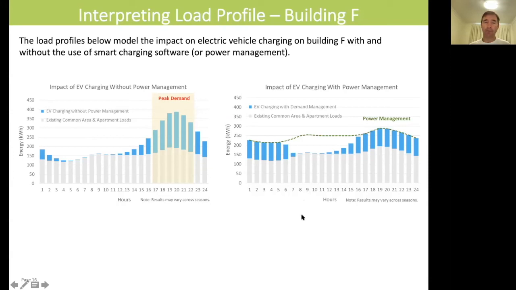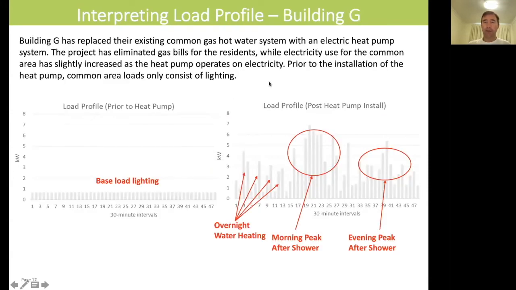So this is a load profile of a building that's replaced their common gas hot water system with an electric heat pump system for a common hot water plant. And basically, you can see some overnight water heating here, and a morning peak after people have showers and go off to work. The heat pumps are working harder. And then an evening peak after people have had their showers at night time, the heat pumps working harder to build up that repository of water and get it ready for the morning rush.